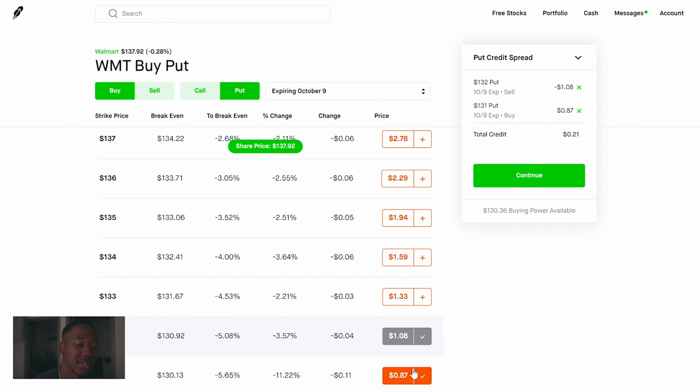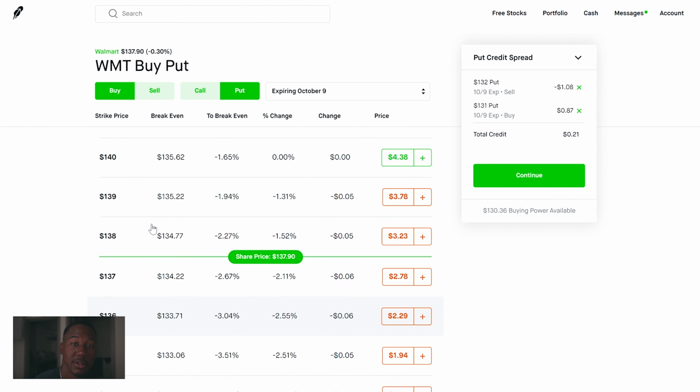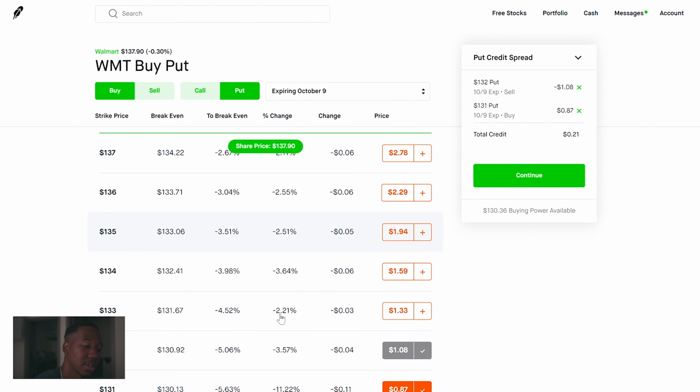And like I said, you always sell the one closer to the money. Since this is a put, the higher the strikes get, the more and more in the money you get. Okay, so closer to the money, further from the money. And let's see what else we have on this screen that I can show you. So right here, we will receive a total credit of $21 for this trade. Now I want you to notice the difference between these two is $1.